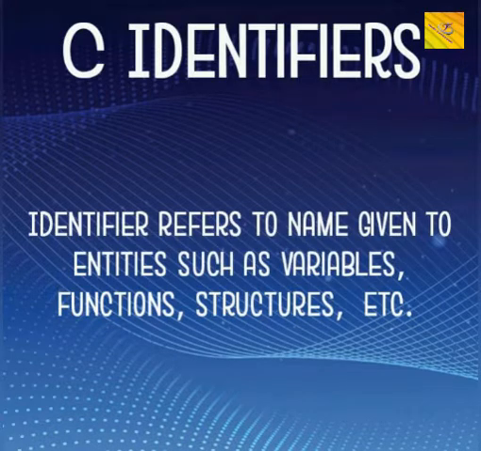Next is C identifiers. Identifier refers to names given to the entities such as variables, functions, structures, etc. Identifiers must be unique. They are created to give a unique name to an entity to identify it during the execution of the program. For example, int money, double account balance. Here, money and account balance are identifiers.